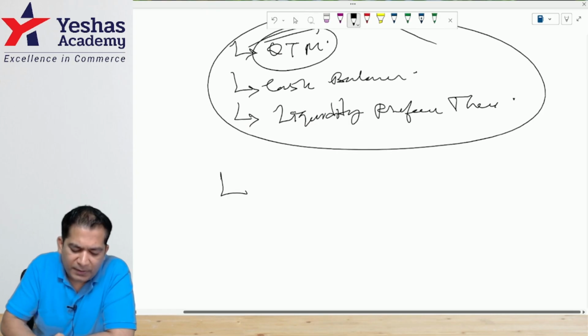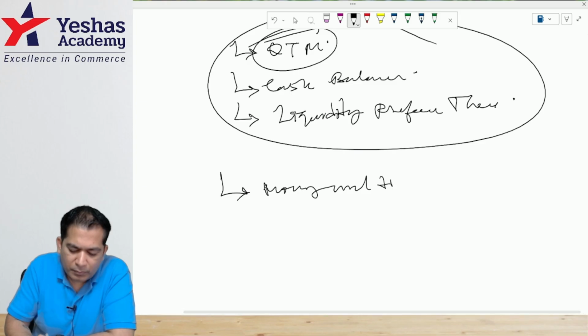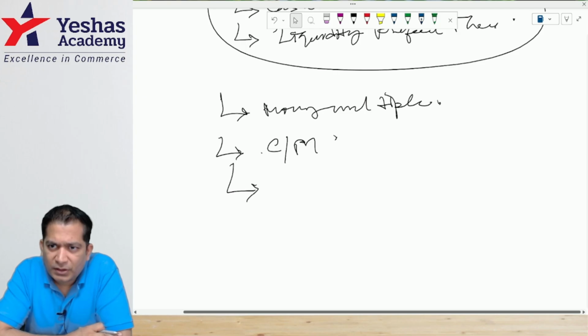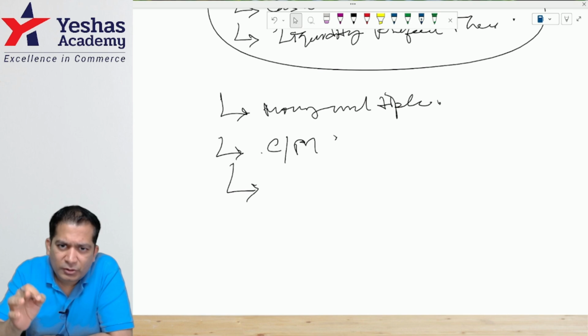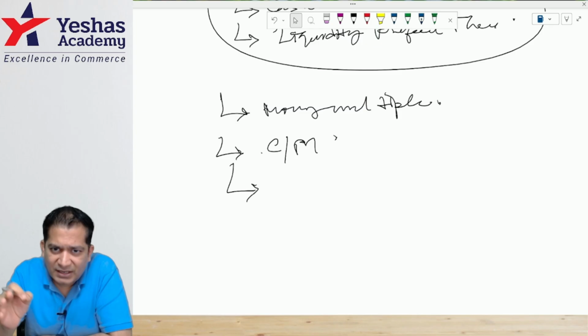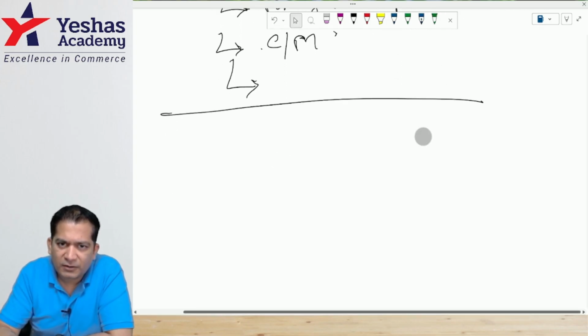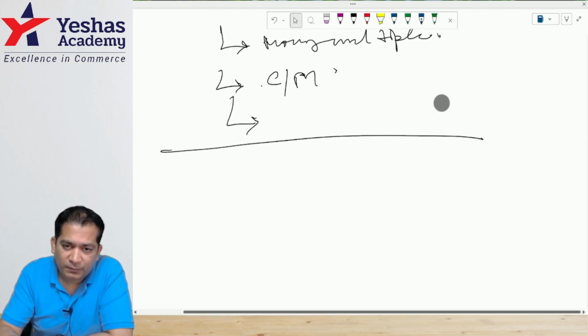When it comes to money supply, please focus on the concept of money multiplier and the concept of credit multiplier, and also the concept with regard to the behavior of the central bank and the commercial bank, that is the reserves to deposit ratio, and the behavior of the public, that is the cash to deposit ratio or currency to deposit ratio, which plays a very, very important role. That will cover your concept of supply of money.